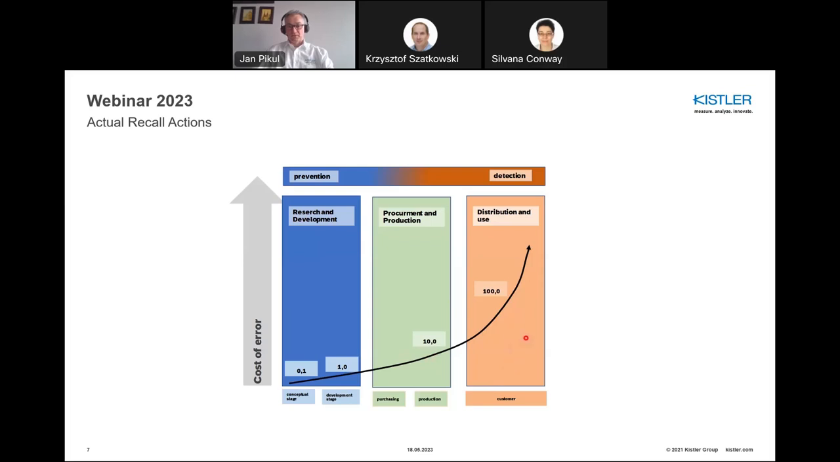But if the product goes to the customer, and then the producers must do a recall action, the cost grows significantly, and at the top of this scale, we have human life and human health. So we have to be careful in this case, because in the automotive industry, a badly tightened screw sometimes means that human life and health is at risk.